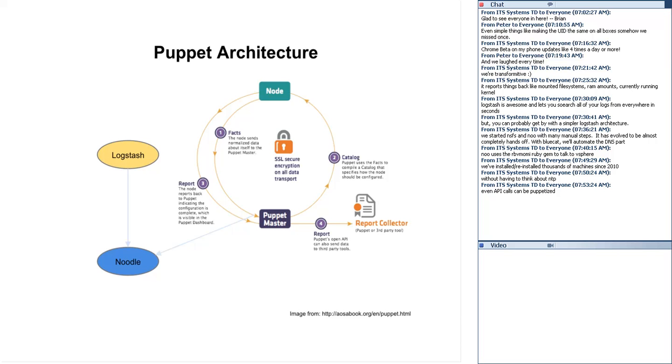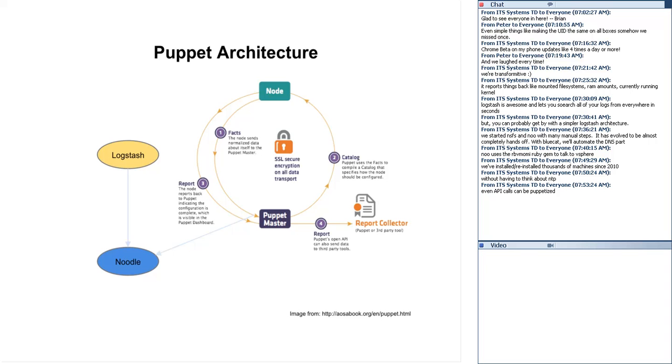The Puppet master uses those facts plus what's in the external node classifier, which is Noodle in our case. So it takes those as variables and it uses them with the Puppet config to create a catalog. And the catalog is basically a to-do list that it hands back to the node, and it says, here's a bunch of resources, and they should be configured in this specific way. The node gets that catalog back, and then it executes.